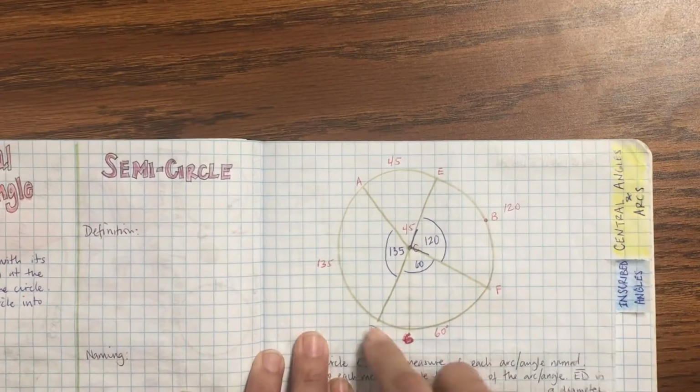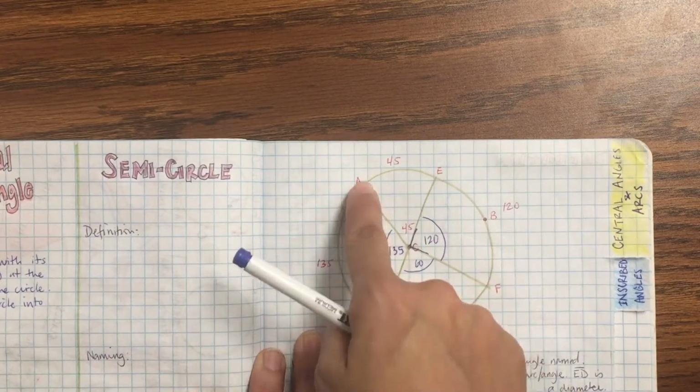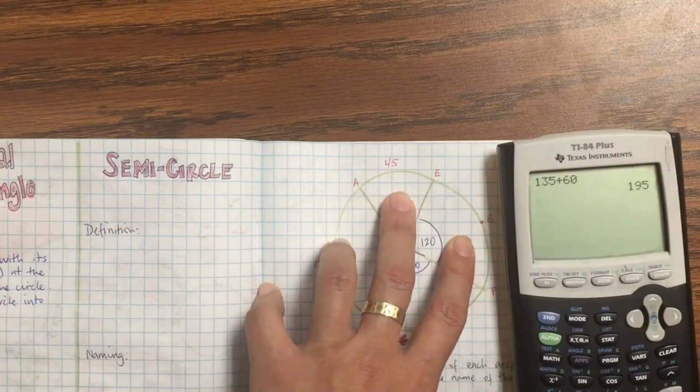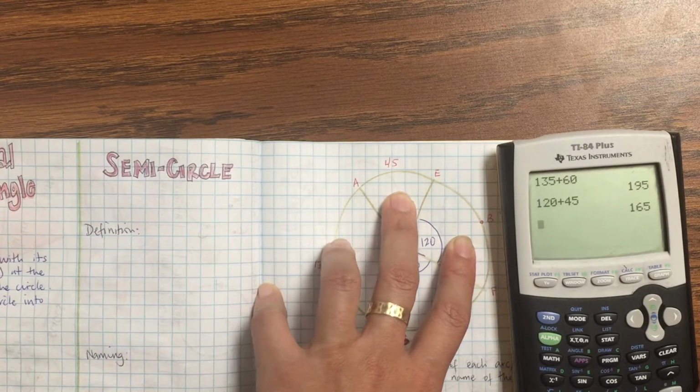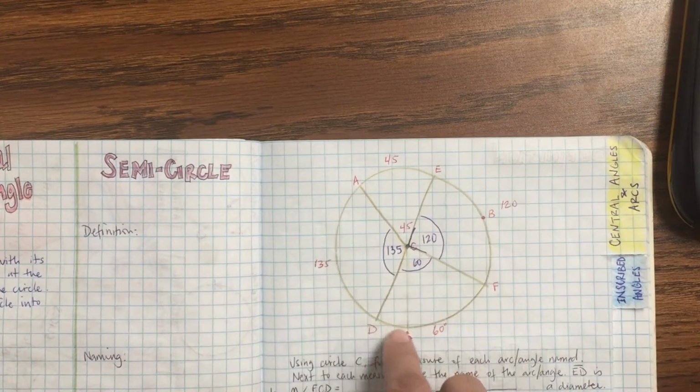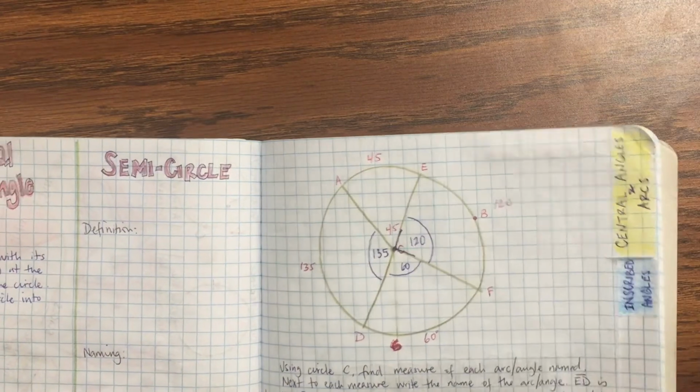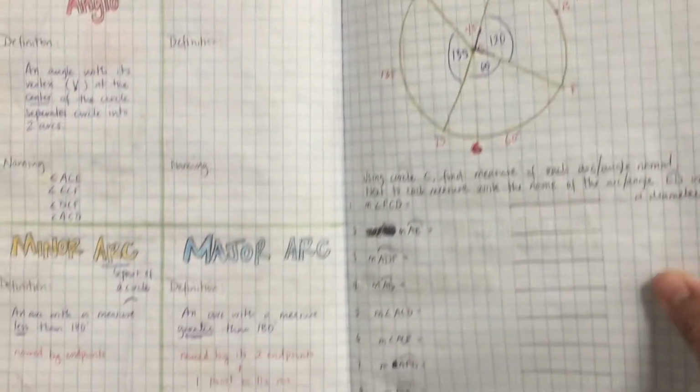If I don't say that D, I could go to the right and then it wouldn't be a major arc. See that? It would be a minor arc. It would be 120 plus 45. So the direction is important. That's why major arcs have 3 letters, so that it can tell you which way around the circle to go.